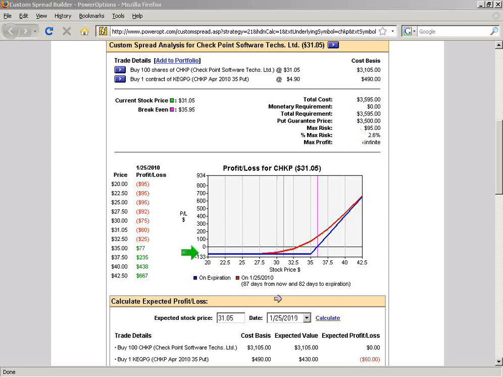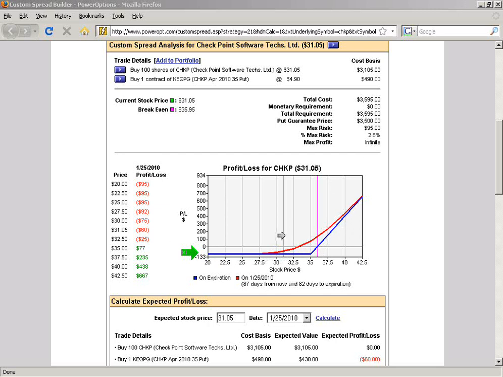So here's our profit and loss chart, and the blue line here shows us this is the maximum loss that we could take. The maximum loss that we could hit is that $95, but we'd only hit that at expiration. If we did absolutely nothing, the blue line shows us at April expiration, if the stock was trading below 35, we'd have a loss of about $95. We still have an unlimited upside profit potential.